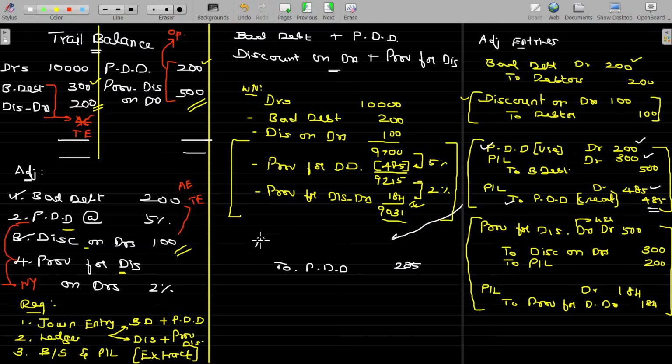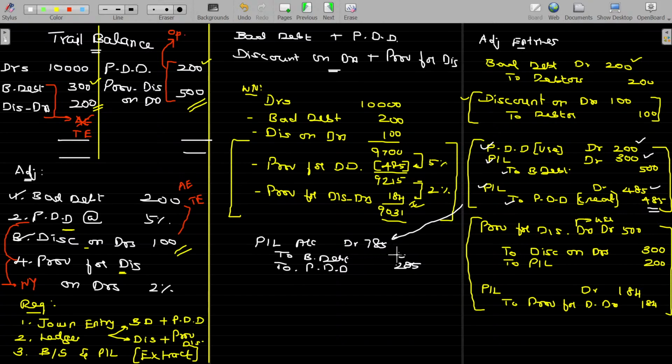So profit and loss account debit 785. Apart from that, we have completed the P&L account. So bad debt is there. The bad debt should be in the credit side. So to bad debt.